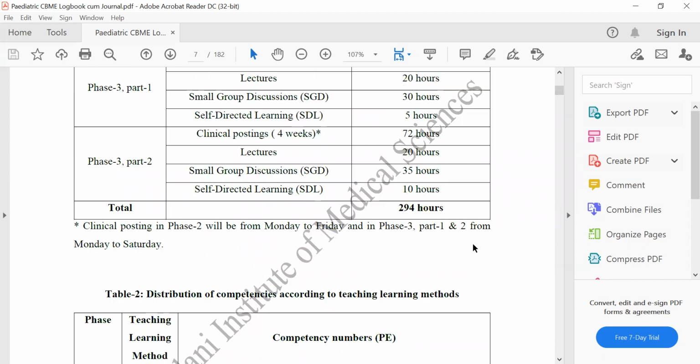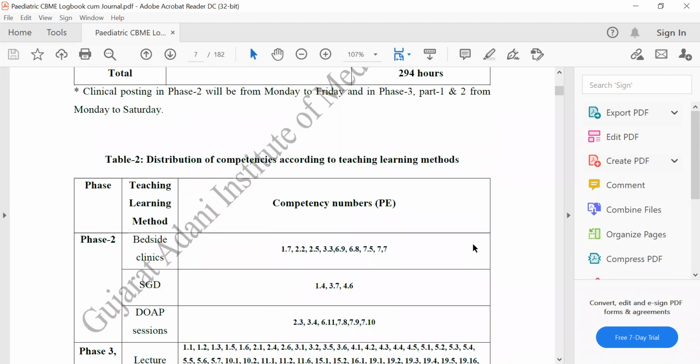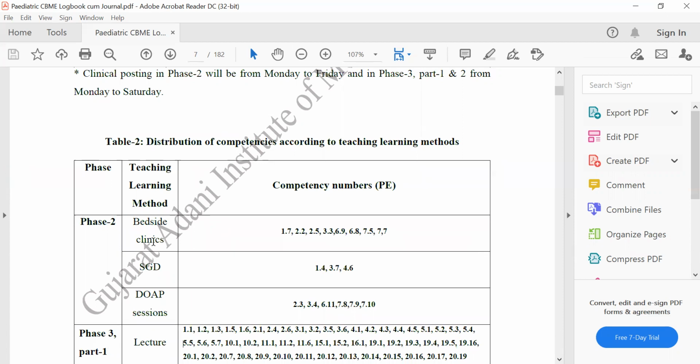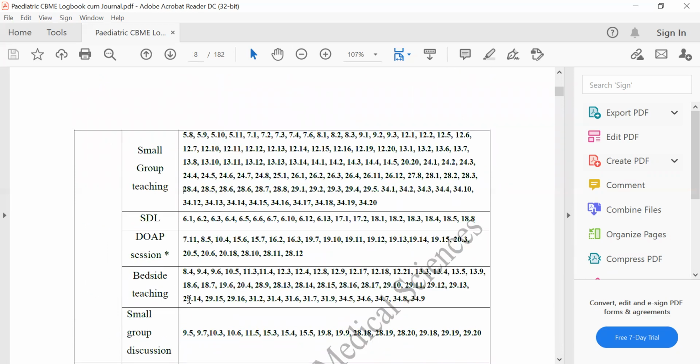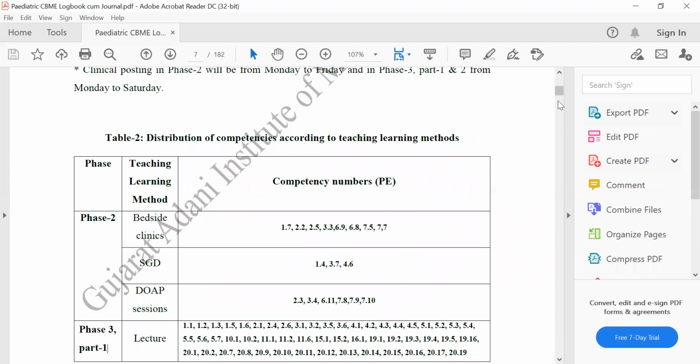Now the distribution of the competencies according to the teaching learning method, which is mentioned in the NMC module for pediatrics. In phase 2, in clinical posting, these are the competency numbers. These competencies will be taught by bedside clinic, some by small group discussion, and a few by DOAP sessions: demonstration, observation, assist, and perform. And in phase 3 part 2, as we know, lectures will also be there.